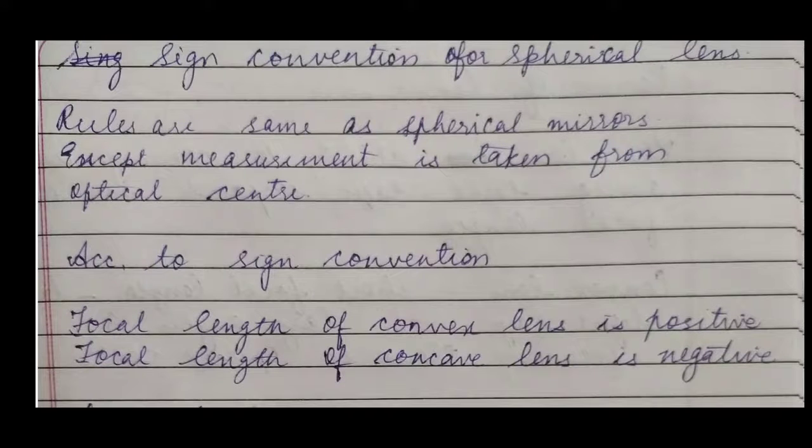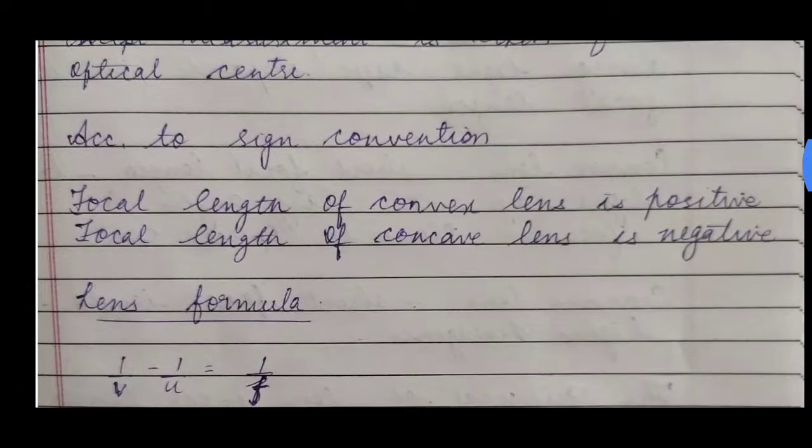Now, the sign convention for spherical lenses is the same as for spherical mirrors, but the condition is that we have to take the measurement from the optical center, that is from point O, instead of the pole. There is one more difference. In a convex lens, where was the image formed? The focus was between O and F2, so the focal length will be positive. And in the case of a concave lens, it is negative because the image was formed on the left side between O and F1. So, it will be negative.